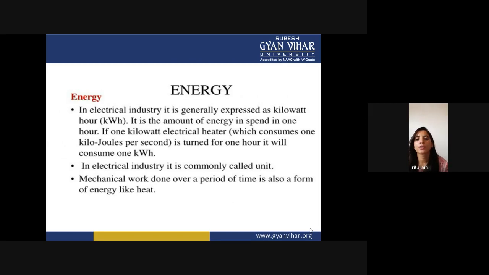In the electrical industry, it is commonly called a unit. Mechanical work done over a period of time is also a form of energy, like heat. So these are forms of energy. This is the unit of energy generally used in the electrical system, which is kilowatt hour, watt hour, whatever.